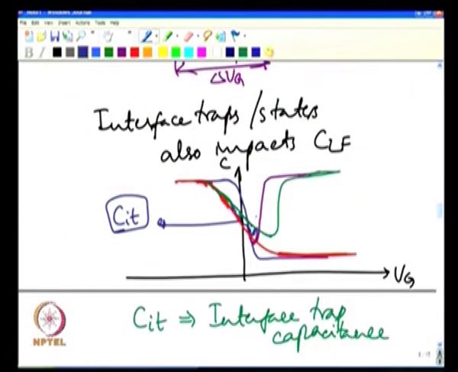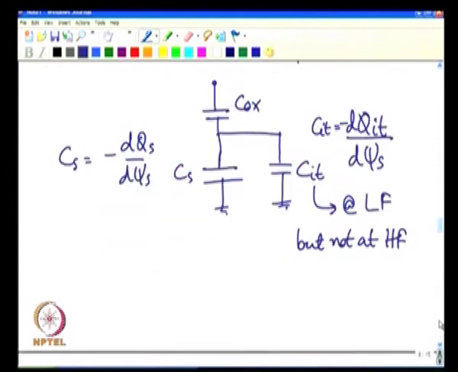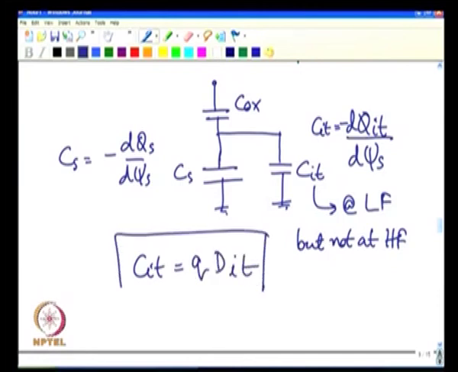And then finally, low frequency capacitance also gets impacted because of DIT, and that is simply because there is also a trap capacitance. In fact, CIT is given as QDIT. This is how we define. This definition will translate to this definition. They are equivalent definitions. We will stop here, and in the next class we will continue discussion on other non-idealities and the actual measurement and extraction of parameters.